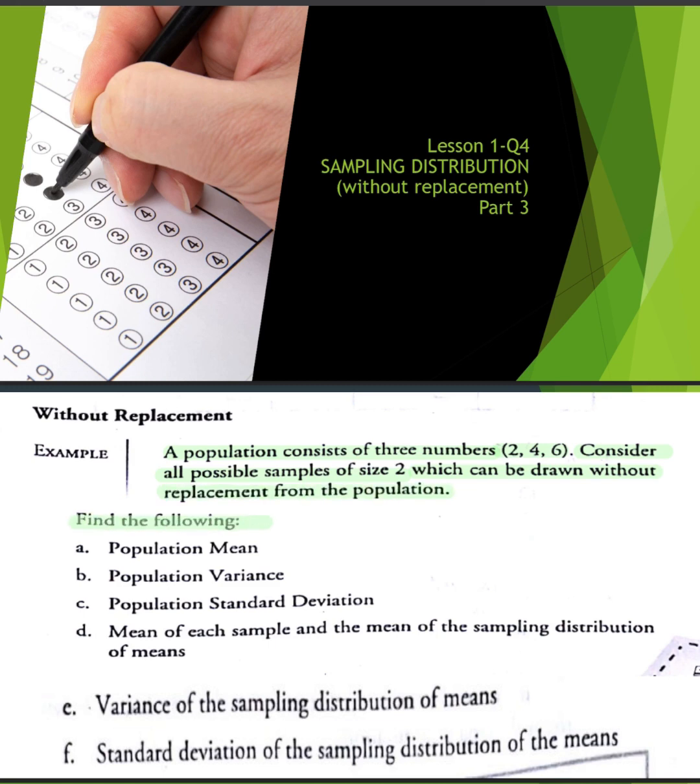Find the following. A. Population mean. B. Population variance. C. Population standard deviation. D. Mean of each sample of the mean of the sampling distribution of means. E. Variance of sampling distribution of means. And F. Standard deviation of the sampling distribution of the means.